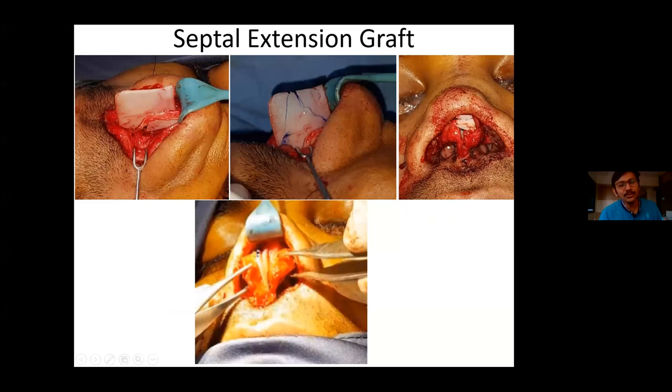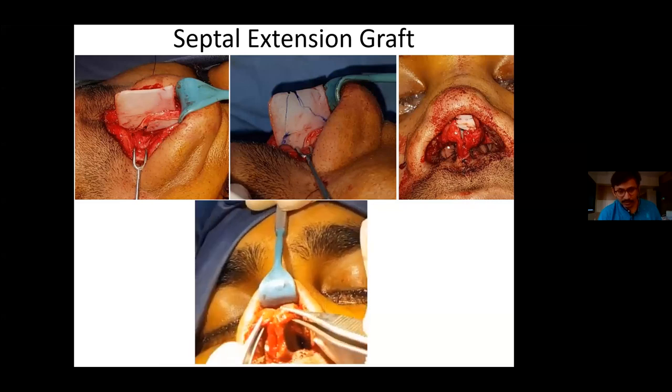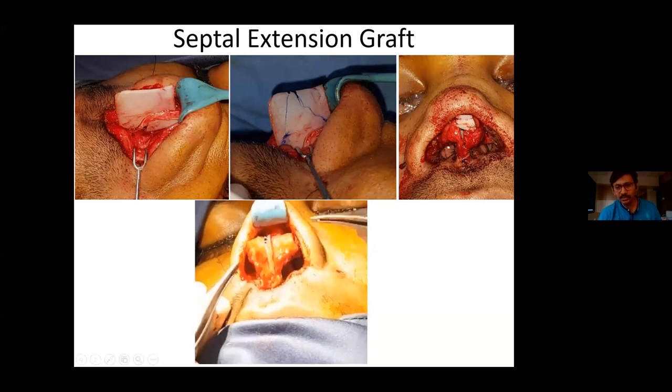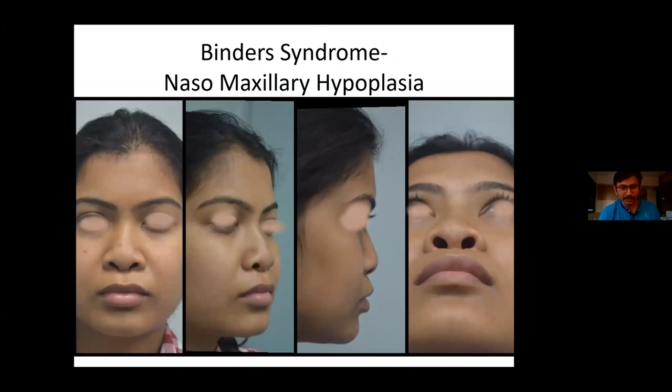So in this case, we used a septal extension graft. Whatever was coming from the back part of the nose was sutured to the anterior part of the nose. This was the anterior septal angle. We sutured the entire septum in the front, and then we trimmed it according to the needs, and then the tip cartilages were advanced on the top of this assembly. So we could reach from here to here. And in addition to that, tip grafts were used. So these are Binder syndrome, nasomaxillary hypoplasia cases.